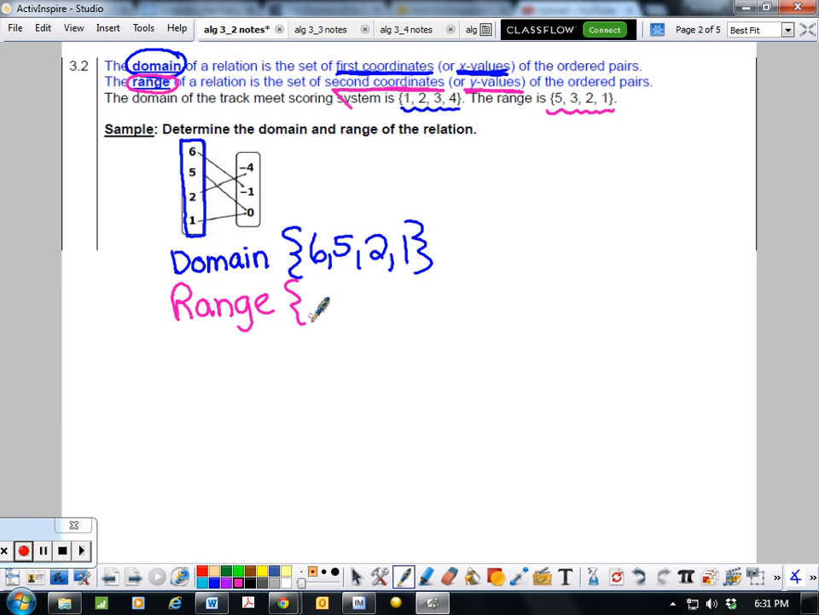So the 6 leads me to -1, the 2 leads me to -4, 5 leads me to 0, 1 leads me to 0. So all these values here, that's our range: -4, -1, and 0. And that's it. That's our domain and range.